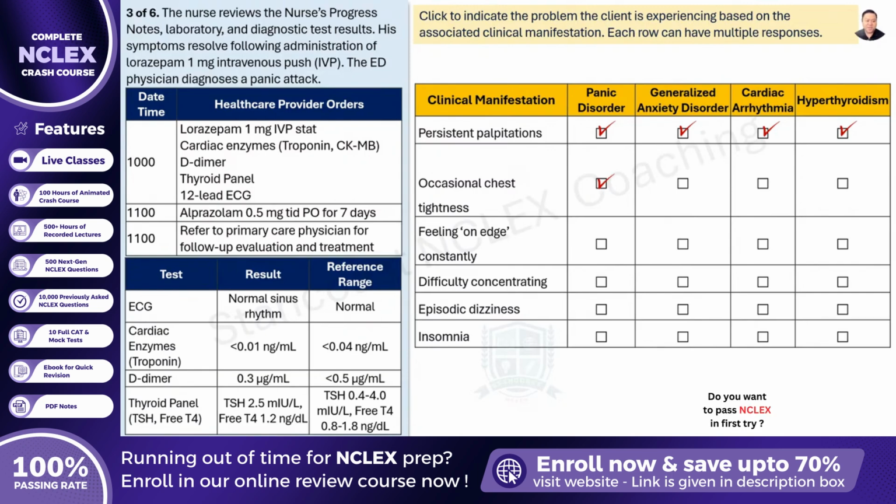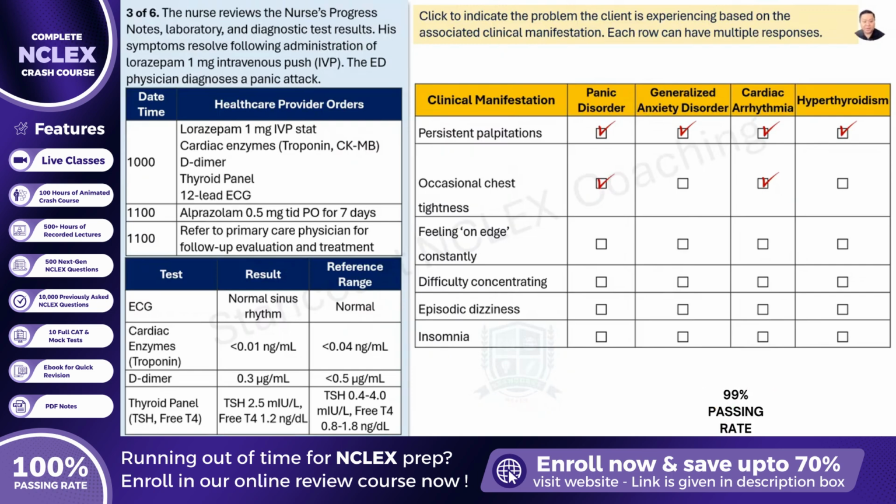Also, occasional chest tightness is associated with cardiac arrhythmia because if an arrhythmia decreases blood flow, the patient might feel chest pressure or tightness similar to angina. But again, the normal ECG and troponin reduce, but don't eliminate this concern.